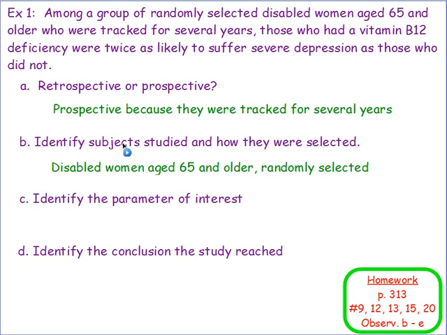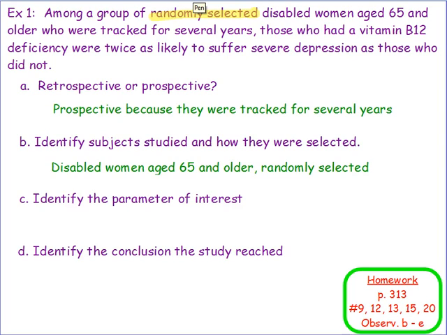Well, obviously, the people that we selected were women, and notice I am very specific. I didn't just say women. I said we studied disabled women age 65 and older. So when you're telling me the subjects, you need to be as specific as possible. And how were they selected? It very clearly says up here, they were randomly selected. So don't just tell me women. I want to know everything I can about those women. They were disabled and they were age 65 and older.